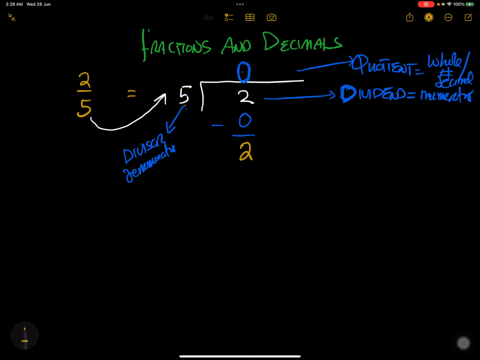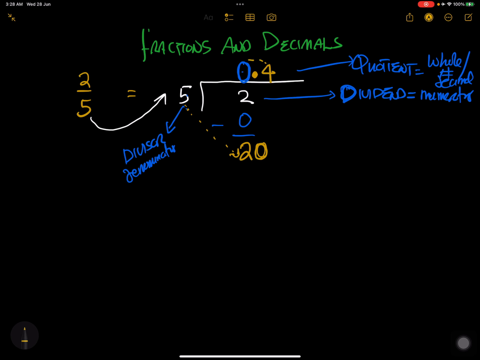Now, we ask again, can 5 go into this 2? It's not possible. So because of that, we put a point here, instead of putting a 0, as one has already been introduced. So we put a point, and then we add 0 to the 2 here. Now we can ask the question, can 5 go into 20? Yes, and it is 4.